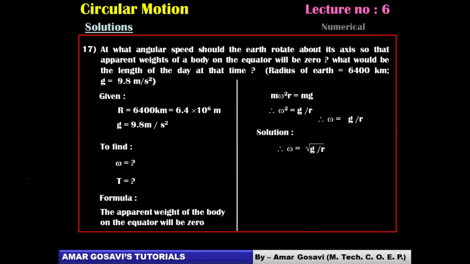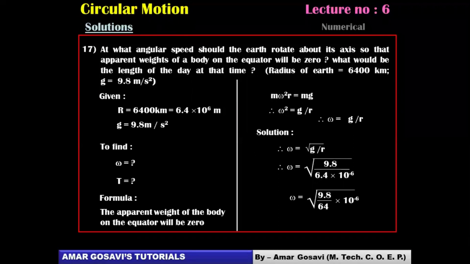We know g, we know r, so we can substitute the values. Once we substitute the values, friends, you get root of 9.8 divided by 64 into 10 raised to minus 6. When you solve it, you will get omega. And once you get omega, you can get a new time period, the length of the day at that time.